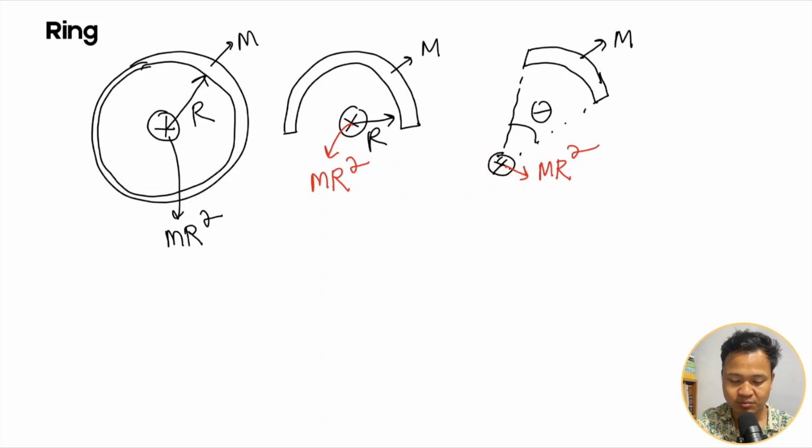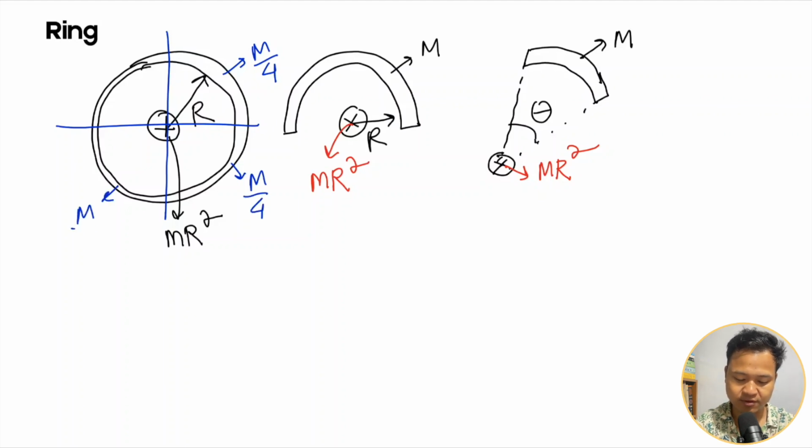The one point you have to know is this: if this ring is cut like this, into quarters, then each section has mass m by 4. So this is m by 4, this is m by 4, this is m by 4.